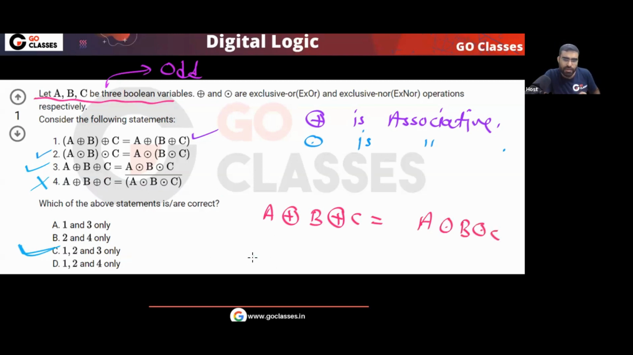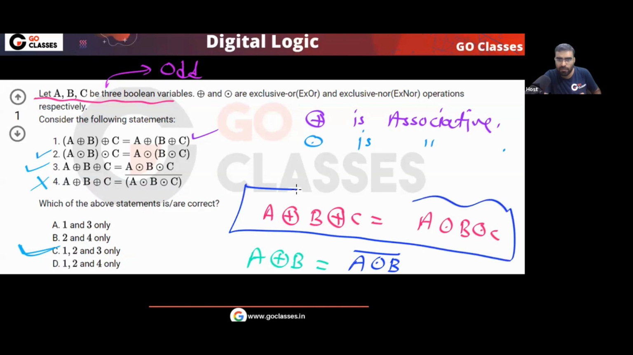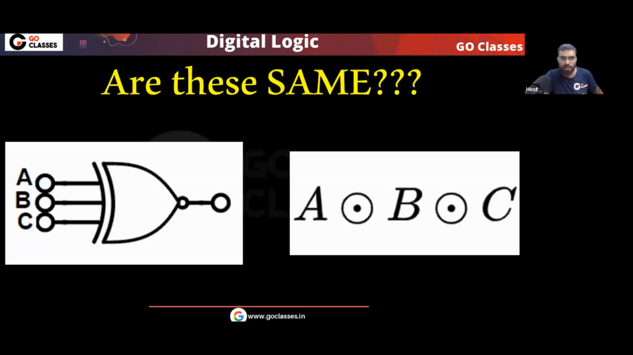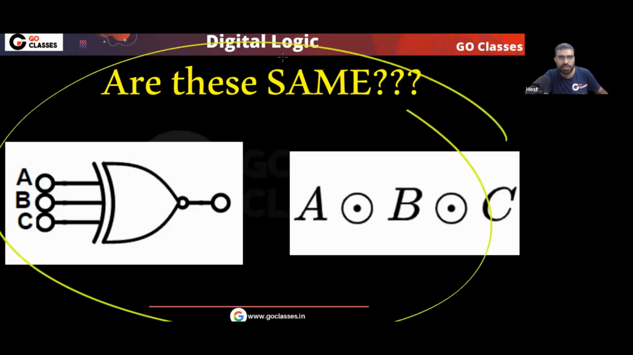What about four variables, or what about two variables? For two variables, they will be complement of each other, right? But for three variables, they will be the same. For an odd number of variables, they will be the same. Now, let's come back to this question.